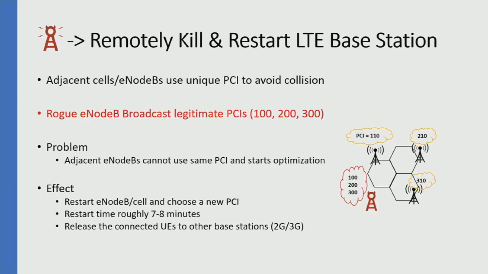We found in our experiments that some base stations really take maybe 7 or 8 minutes to restart. During that period, because the base station is going off, all the cell phones which are connected to this base station are either handed over to an adjacent one, or handed over to a 2G or 3G base station if there is one in the surrounding. And when the phone is connecting to 2G and 3G, it is more vulnerable to different attacks. So this is one thing we figured out.